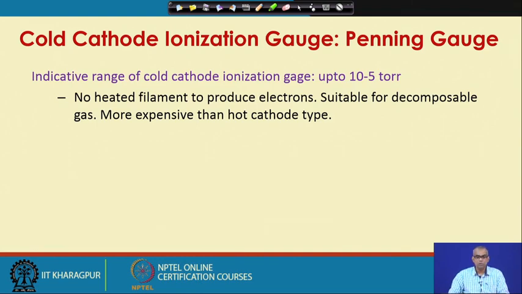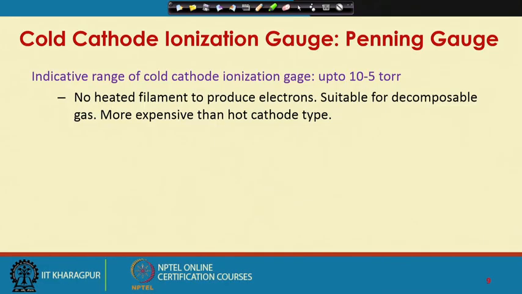Next, let us talk about cold cathode ionization gauge. This is also known as Penning gauge. Penning was the inventor of cold cathode ionization gauge. As the name suggests, in case of cold cathode ionization gauge, there is no heated cathode. So, we do not heat up the cathode to draw out electrons. Here we will make use of high magnetic field.